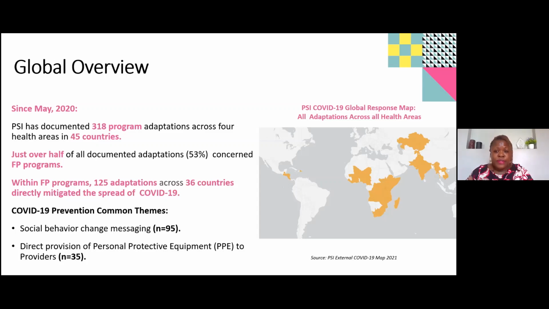Slightly over 50%, half of these, were in FP programs. These came to a total of around 125 adaptations from 36 countries that directly mitigated the spread of COVID-19. In this particular slide, we're talking about those that have been documented. As you can see, the PSI countries moved pretty quickly to adapt to this changing environment, and it has been a success to document and monitor these learnings. We've seen 2 common COVID-19 prevention themes emerge: one is social behavior change messaging, and the other is the direct provision of personal protective equipment to providers. Next slide, please.